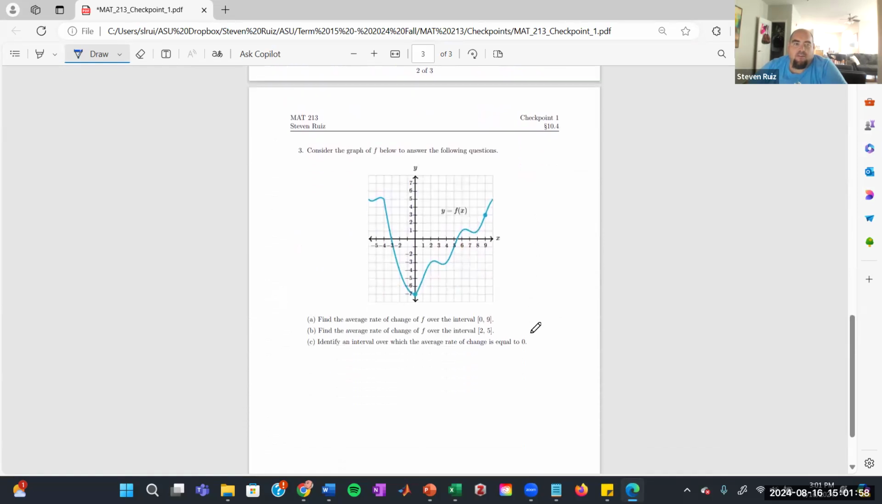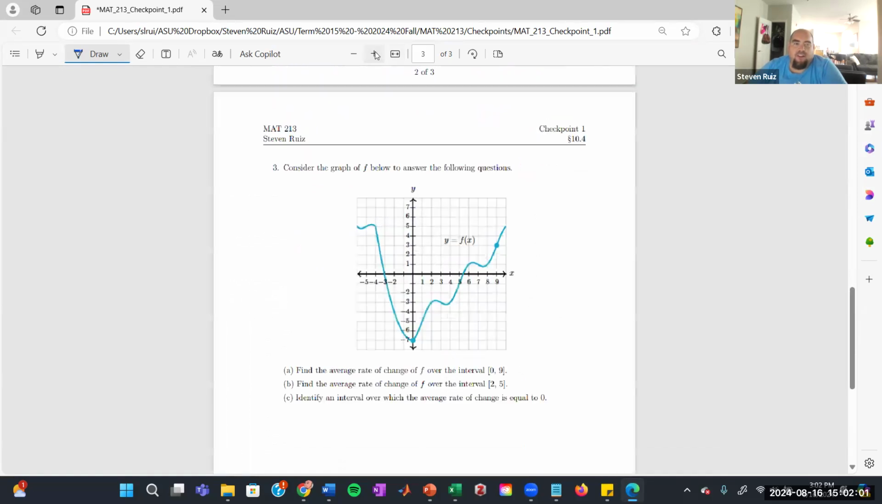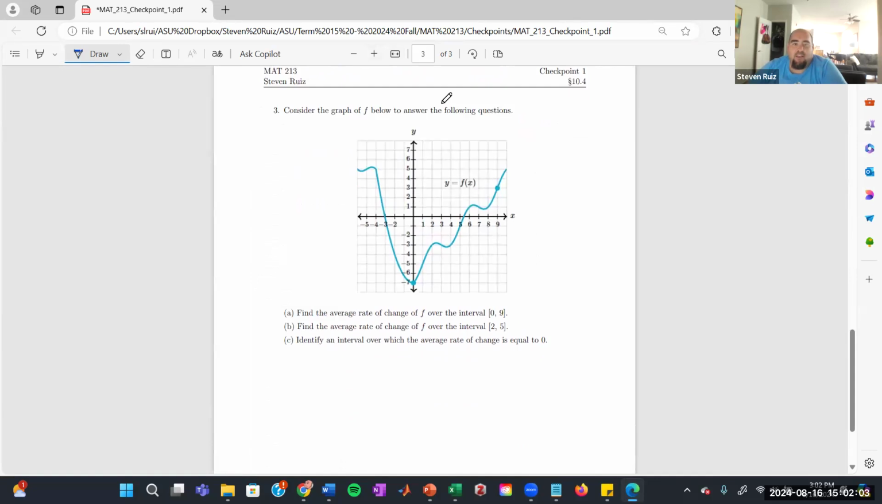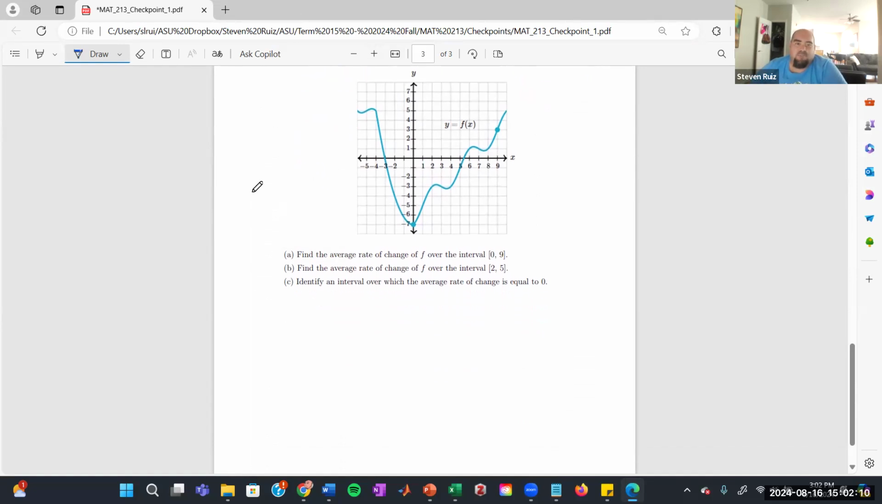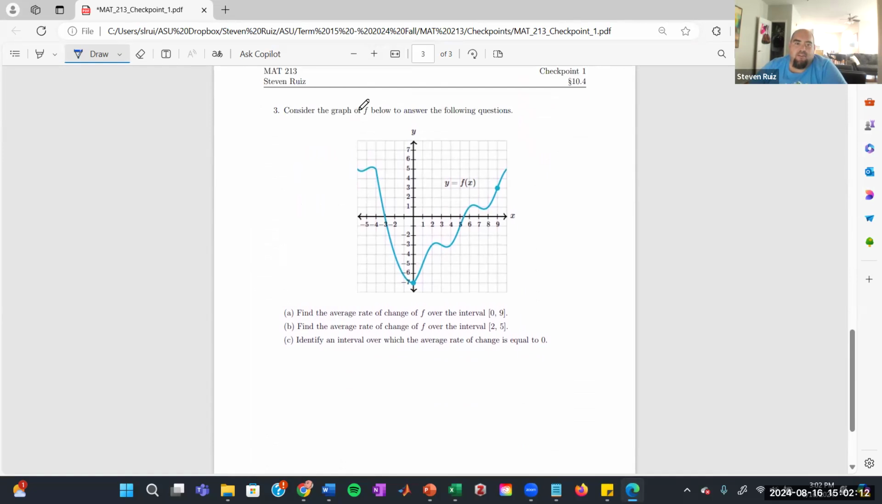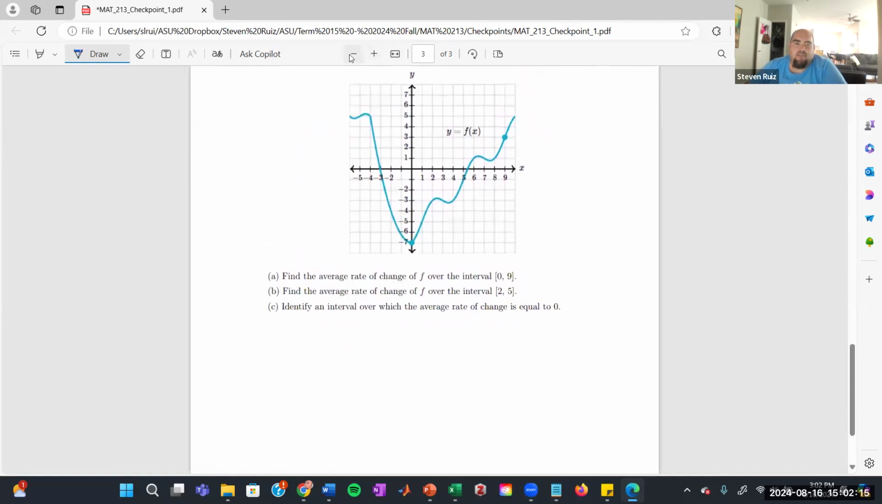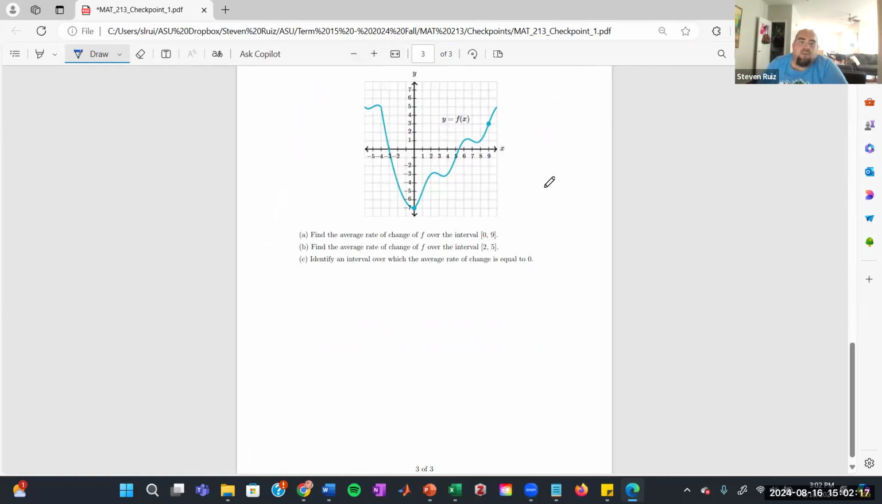All right, question 3. I want to find average rate of change, but now I'm looking at a graph. So find the average rate of change of f over the interval 0, 9. This is probably going to look familiar, but how do we do that? We can actually zoom in. We can use the same scheme that we did before. What's the average rate of change? That's equal to f of 9 minus f of 0 over 9 minus 0.